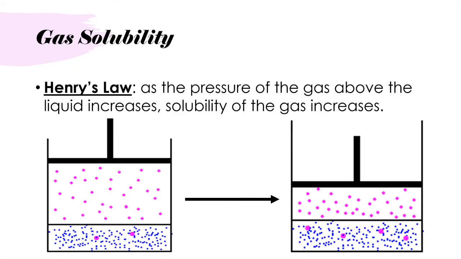Gas solubility. In terms of pressure, we have Henry's law. As pressure of the gas above the liquid increases, solubility of the gas increases as well. We see this demonstrated in the picture. The purple dots are the gas particles within the piston. The piston is this, and there are more purple dots in the water after the piston is lowered. When the piston is lowered, that means there's an increase in pressure. And that is right there.